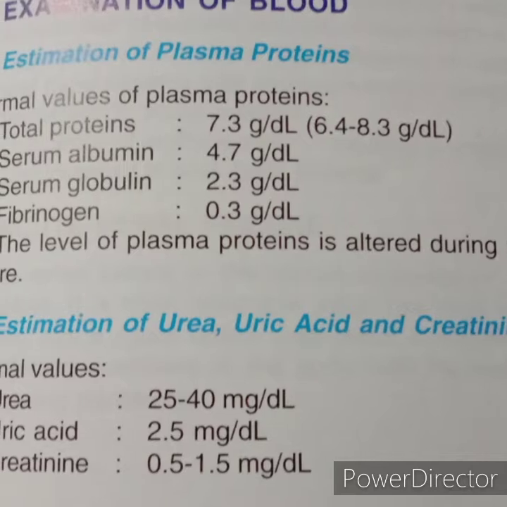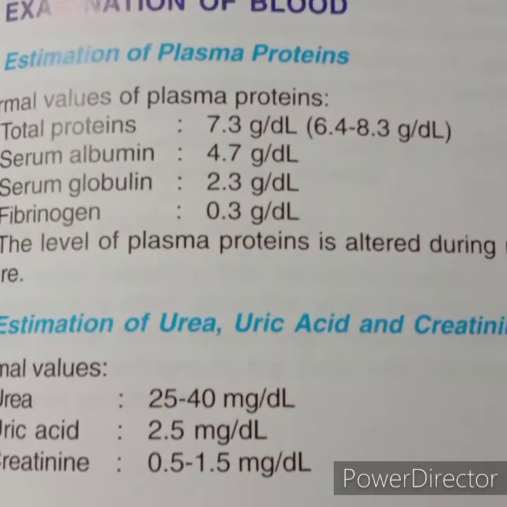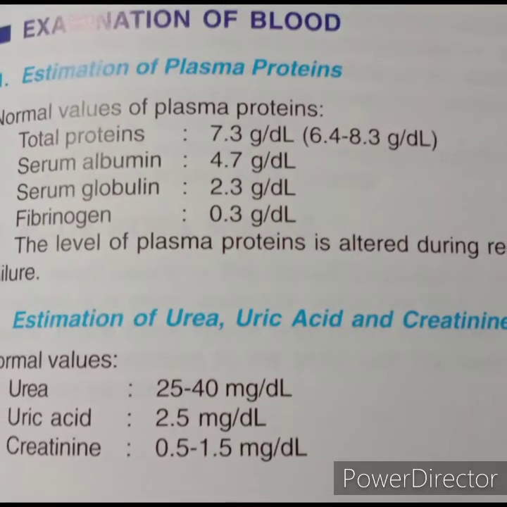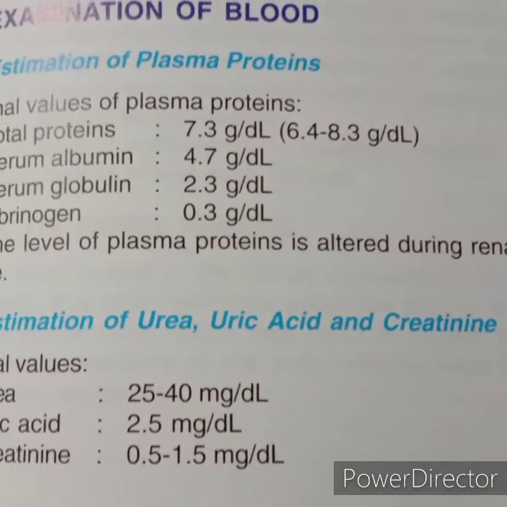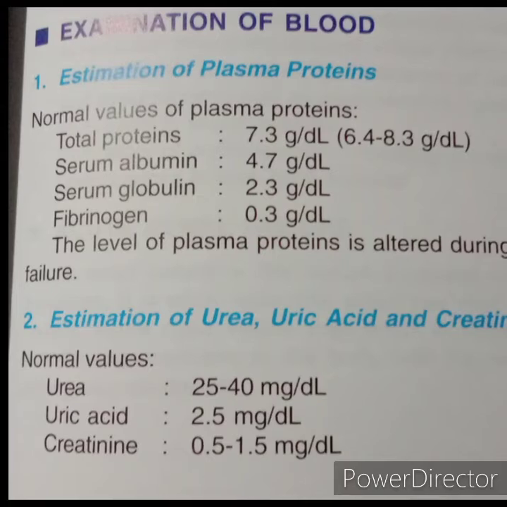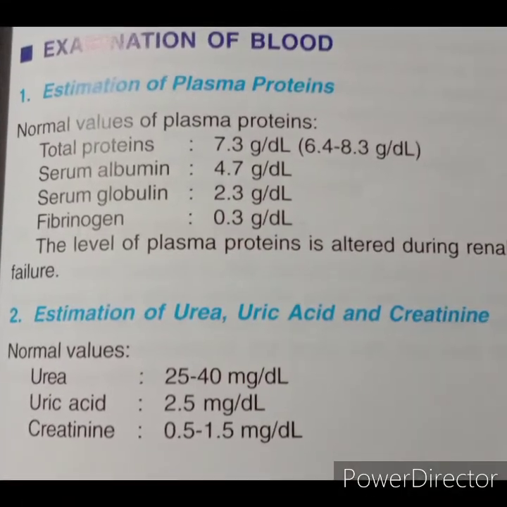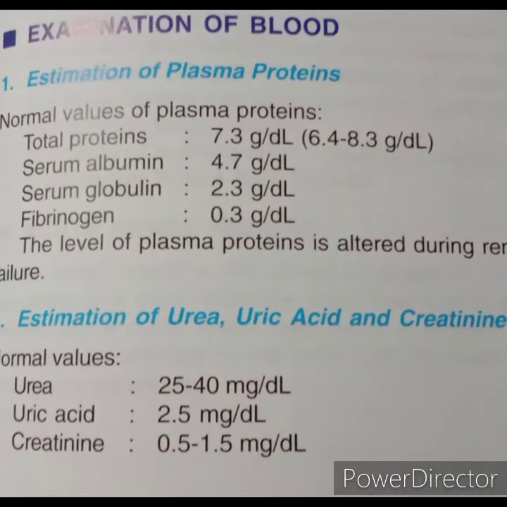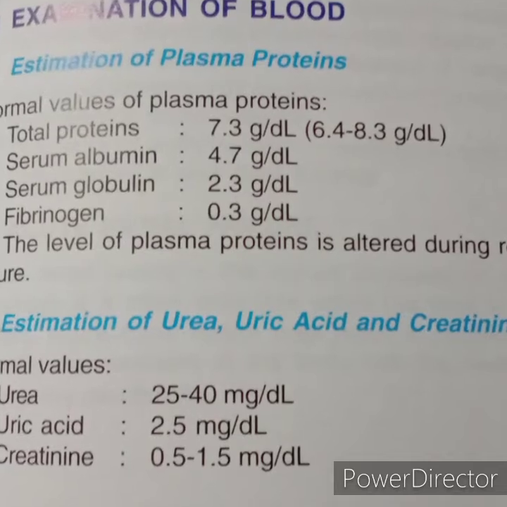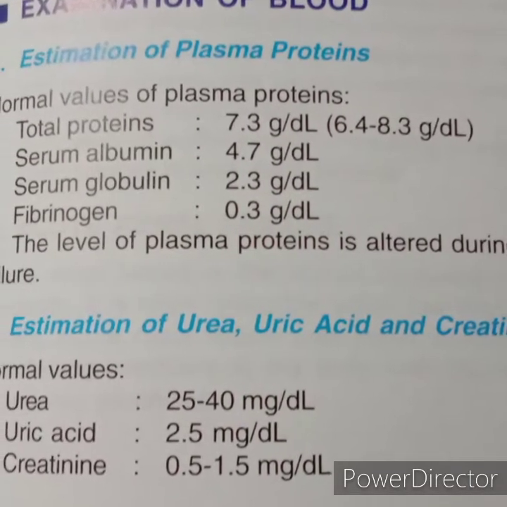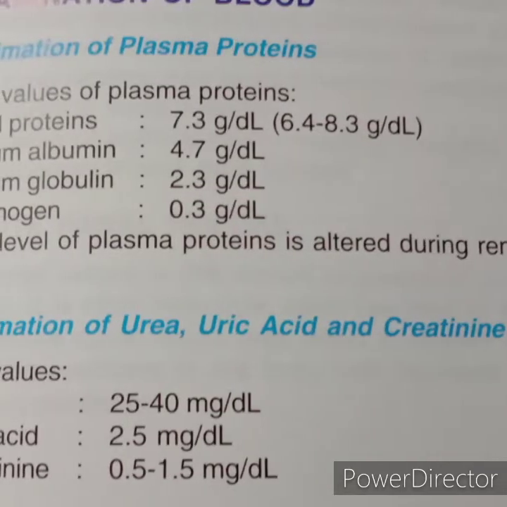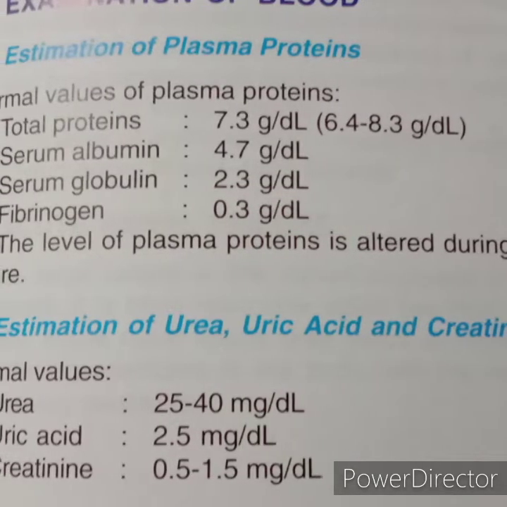Normal values of plasma protein. Total protein 7.3 gram per deciliter, 6.4 to 8.3 gram per deciliter. Serum albumin 4.7 gram per deciliter. Serum globulin 2.3 gram per deciliter. Fibrinogen 0.3 gram per deciliter. The level of plasma protein is altered during renal failure.